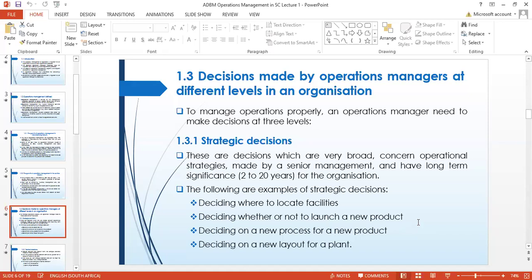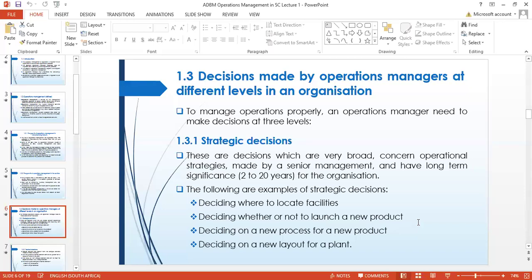When they have a product, they should launch it immediately. Because if they delay, other businesses will launch similar products. And by the time they launch their product, it will not do well in the market.